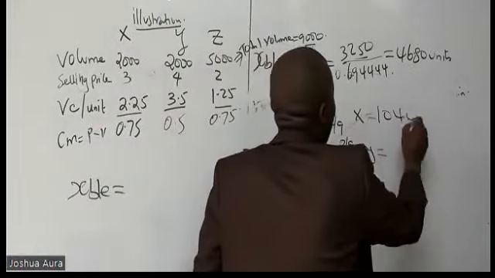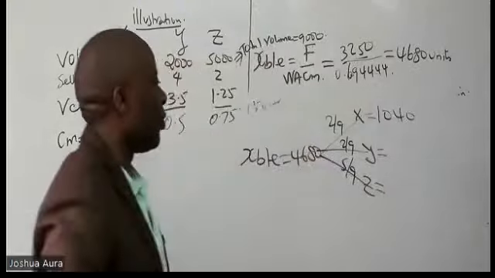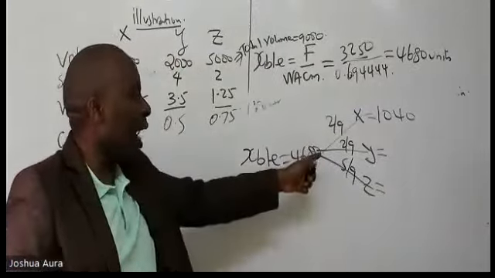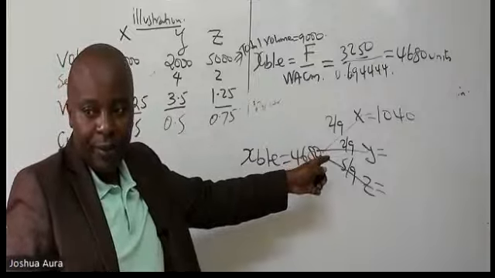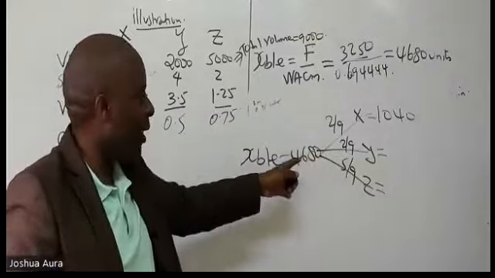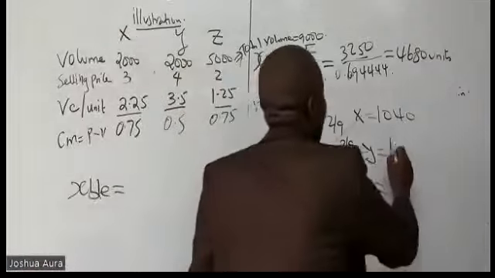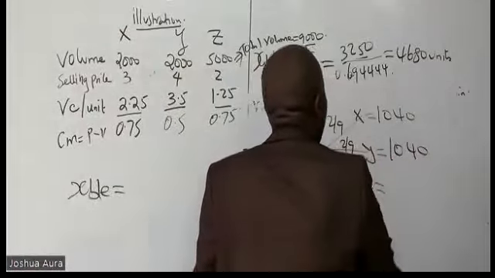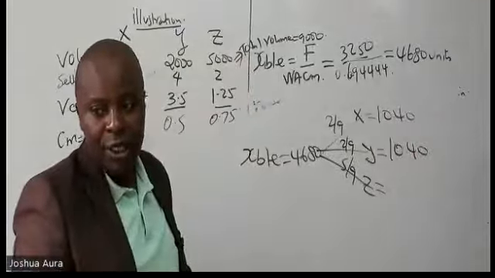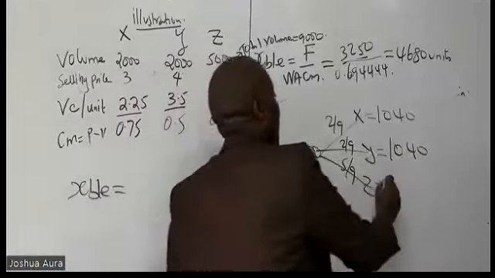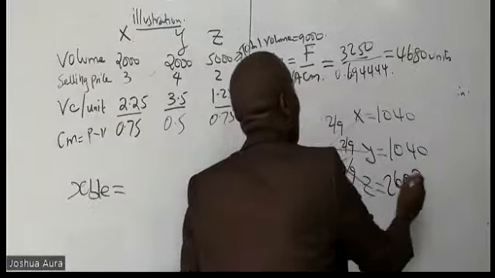Thank you so much. Go to the second figure, 4680 times 2/9. 1040 again, right? Yeah, because the proportions are the same. And then lastly, Z will end up giving me 2600.